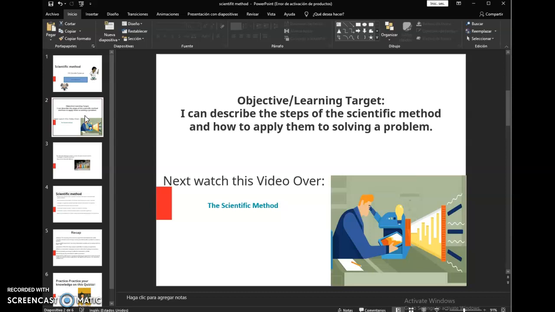The objective and learning target: I can describe this aspect of the scientific method and how to apply it to solving a problem. In this case, we can watch a really interesting video, but it's taking a little time. In the lesson, I can explain that. It's a really interesting video to share with a student, right? But we also have a little recap.